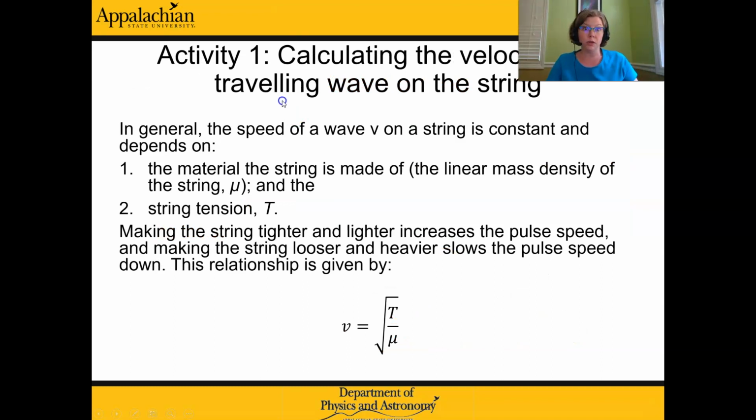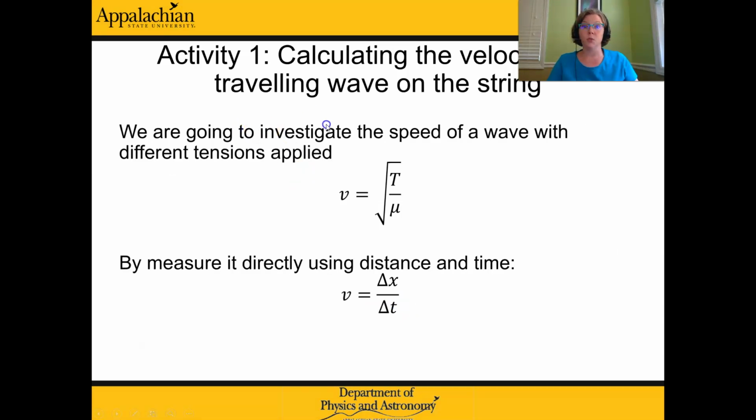In activity 1, we're going to be calculating the speed of a traveling wave on the string. In general, the speed on a string is constant and depends on the material the string is made of. That's the linear mass density and the tension that the string is under. So making the string tighter and lighter increases the pulse speed, and making the string looser and heavier slows the pulse speed. In activity 1, we're going to investigate the speed of a wave with different tensions applied.